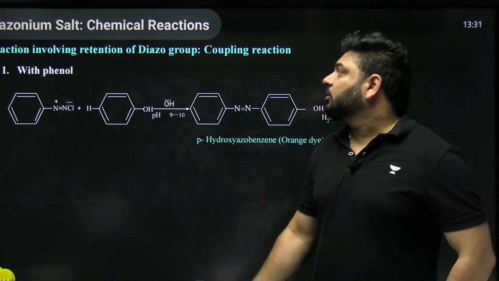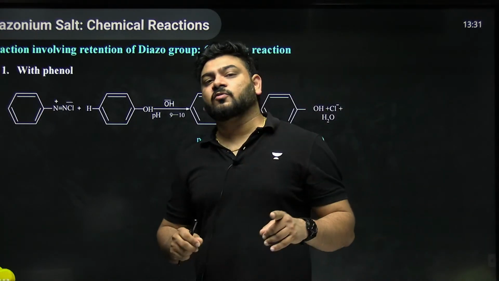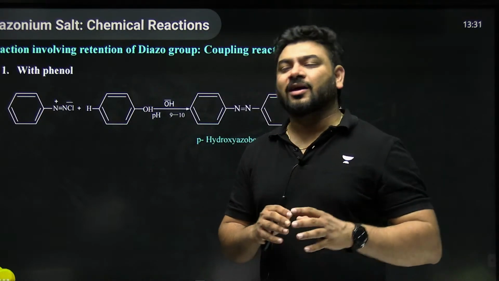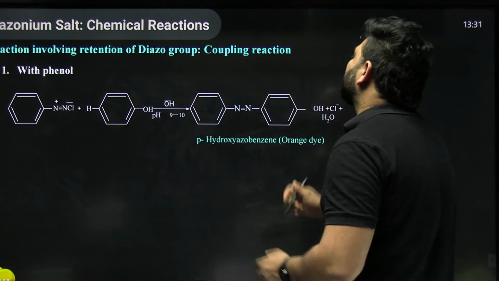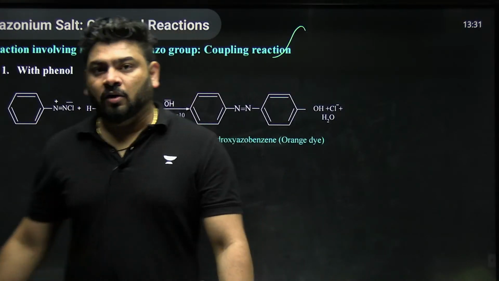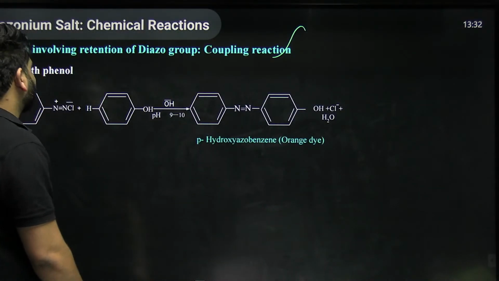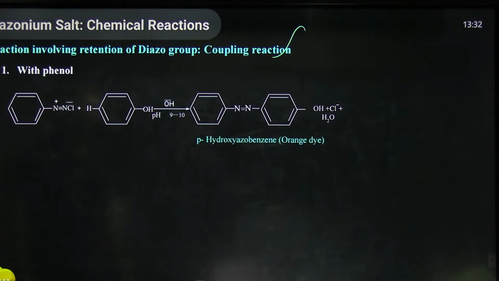Now coming to the diazonium salt reactions, we are going to study one reaction where we retain the N2 group, and another reaction where the N2 group is eliminated. Where we retain it, one of the reactions is called the coupling reaction. In the coupling reaction, the diazonium chloride, we all know, works as an electrophile here, isn't it? Yes, it is.